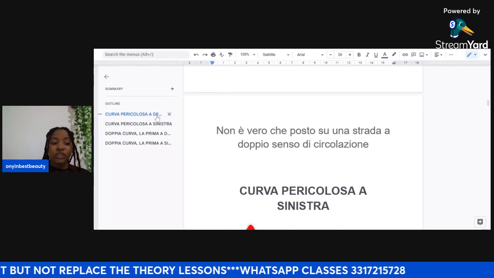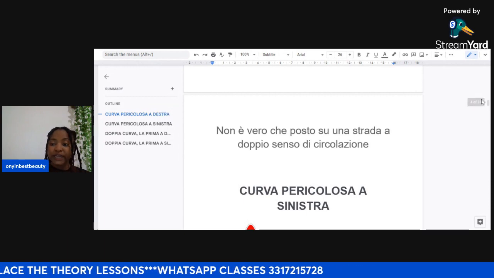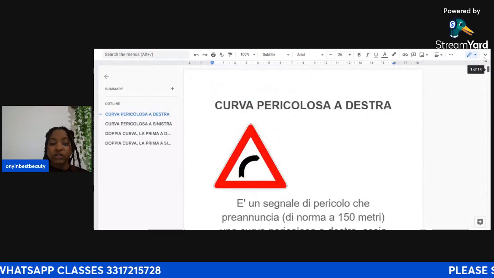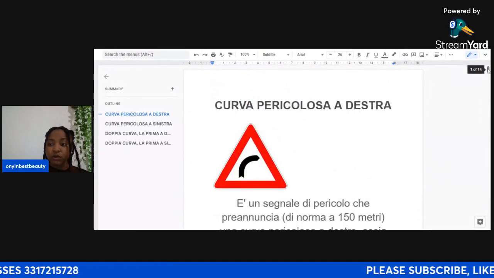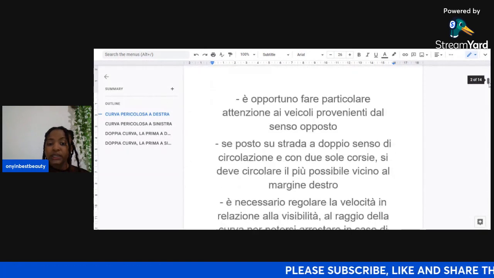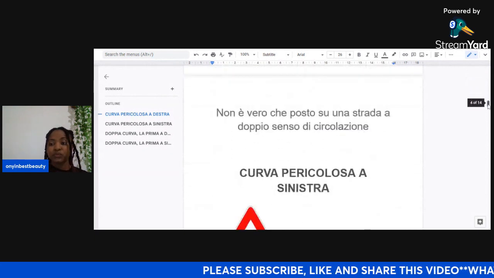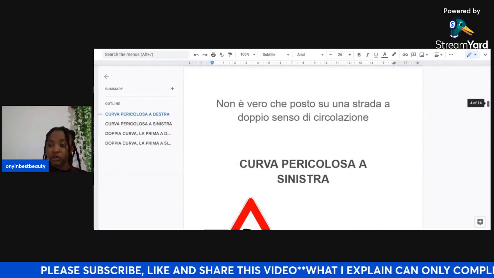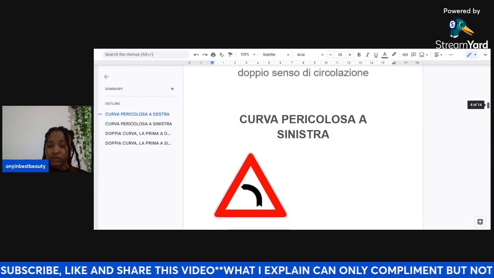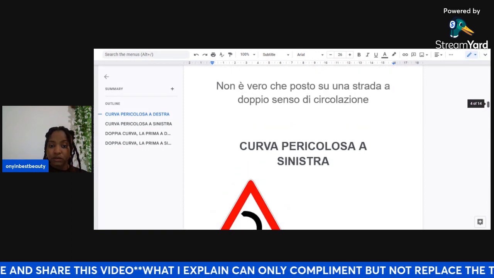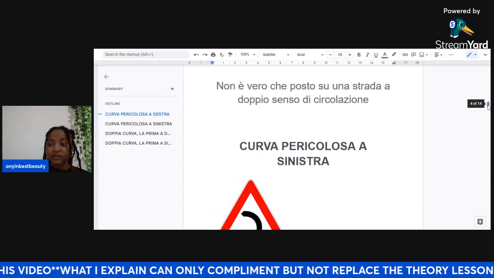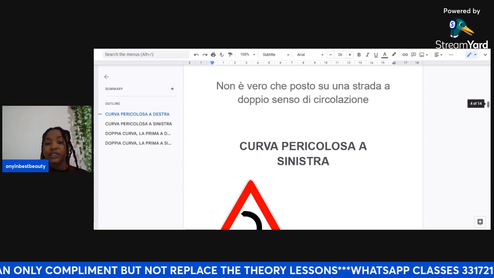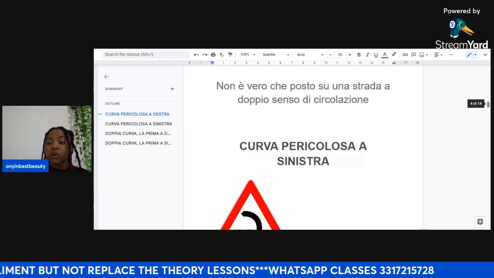So he said this particular picture, he said, no, it is not true that they put it only for 2-way circulation, guys. Okay. It is not true that it is posted only on 2-way circulation. So do not think it is only 2-way circulation with 2 lanes, those going and those coming, that they post it. No. Okay.